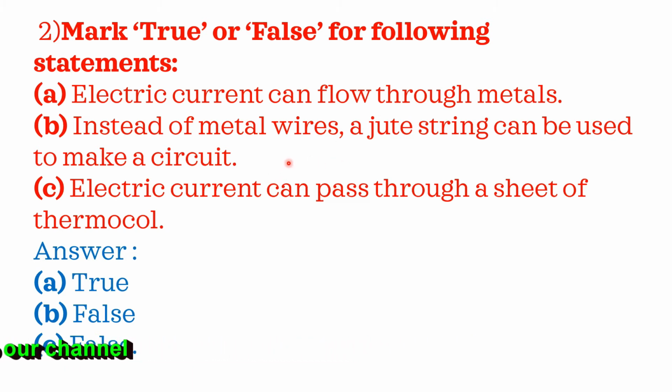Instead of metal wires, a jute string can be used to make a circuit. No, it is false. A jute string does not allow electric current. So, that's why the statement that a jute string can be used to make a circuit is incorrect. So, it is false.